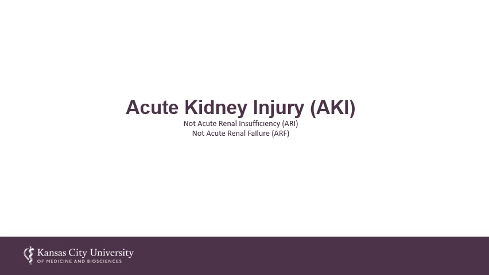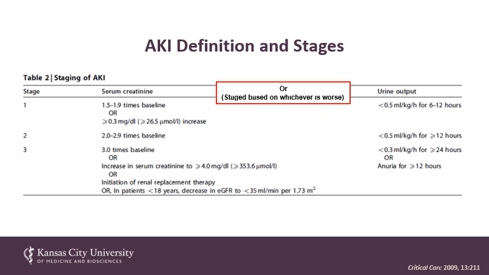Now let's talk about acute kidney injury. So it's not acute renal insufficiency, it's not acute renal failure. Just like CKD, it's acute kidney injury. Okay, that's the proper term these days. How do you define it? Well, there are different stages of acute kidney injury. They're based upon your serum creatinine or your urine output. So stage 1 would be a change in serum creatinine of 1.5 to 1.9 times normal, or an overall increase of 0.3 milligrams per deciliter in creatinine.